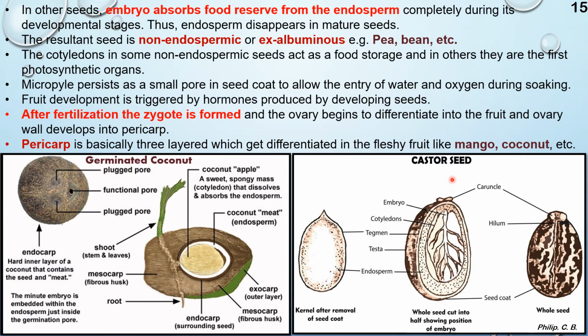Then in the case of the castor seed, the kernel after removal of the seed coat. Here you can see the endosperm, testa, tegmen, cotyledons, embryo, and here the caruncle, the hilum and the seed coat. The whole seed is cut in half showing the position of the embryo. So here is a whole seed, and when you make this section you can see how it appears inside, and here the kernel part.